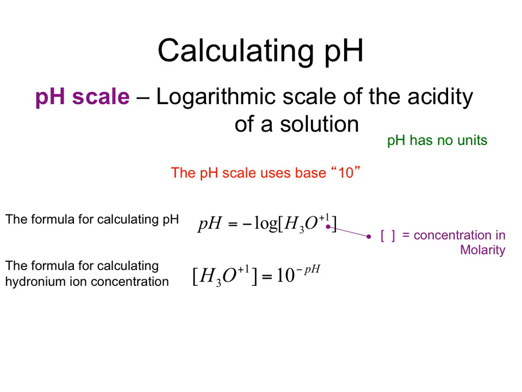pH stands for power of the hydrogen, and pH scales are logarithmic scales where you're going to use the base of 10. Below, you will see 2 very important equations. pH is equal to the negative log of the hydronium ion concentration. The brackets represent molarity. And then hydronium ion concentration is equal to the inverse log of pH, which would be represented as 10 raised to the negative pH value.